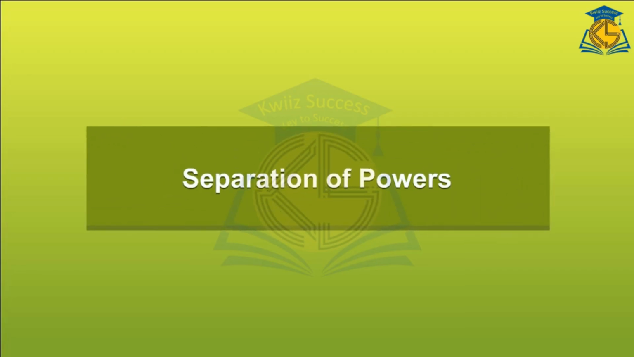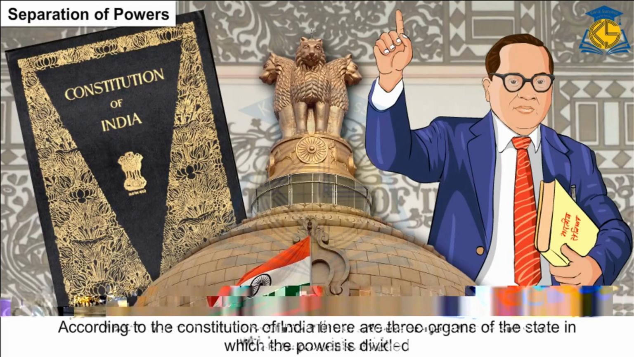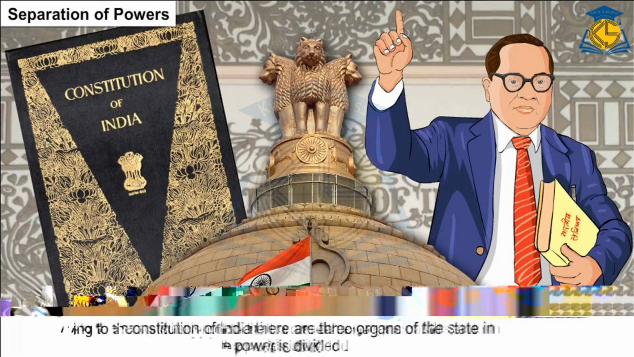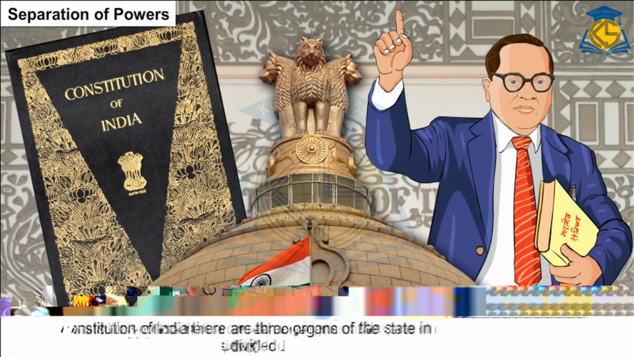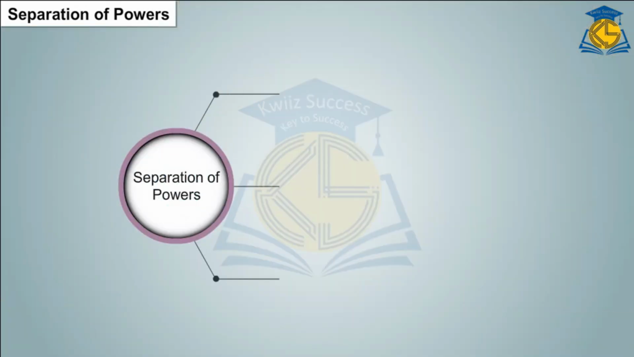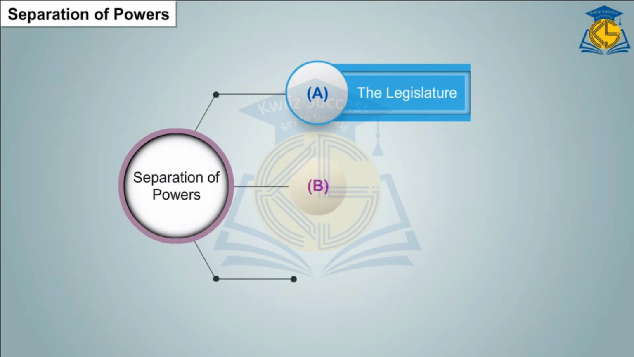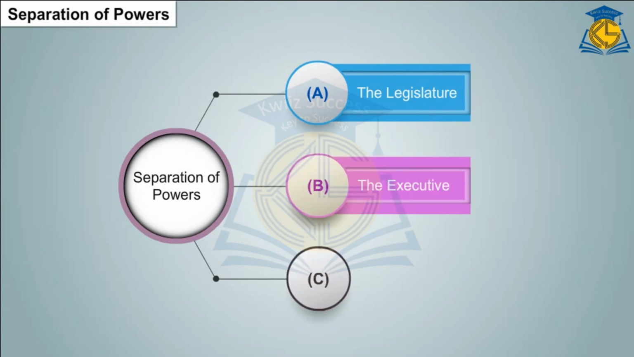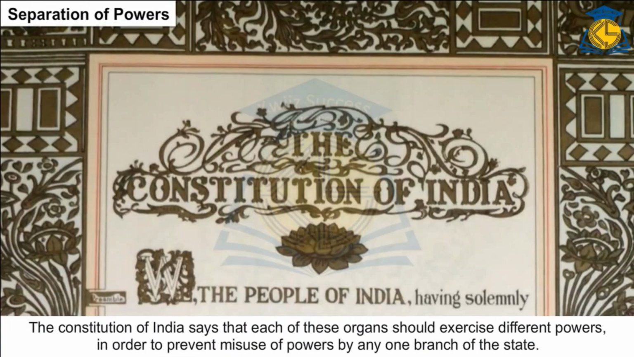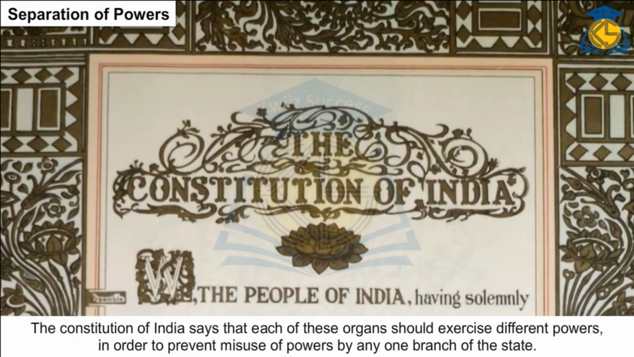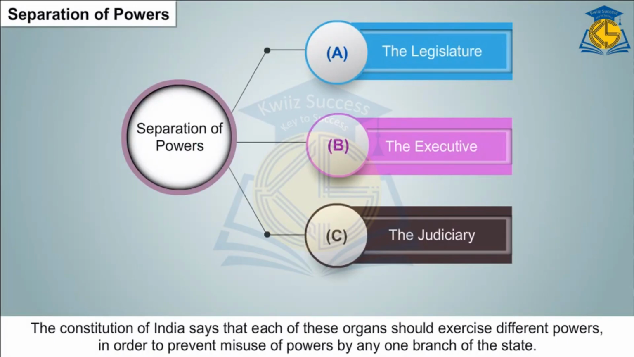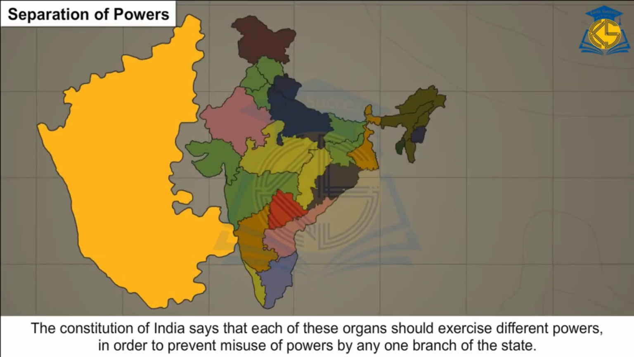Separation of powers. According to the Constitution of India, there are three organs of the state in which the power is divided, namely the legislature, the executive, and the judiciary. The Constitution of India says that each of these organs should exercise different powers in order to prevent misuse of powers by any one branch of the state.